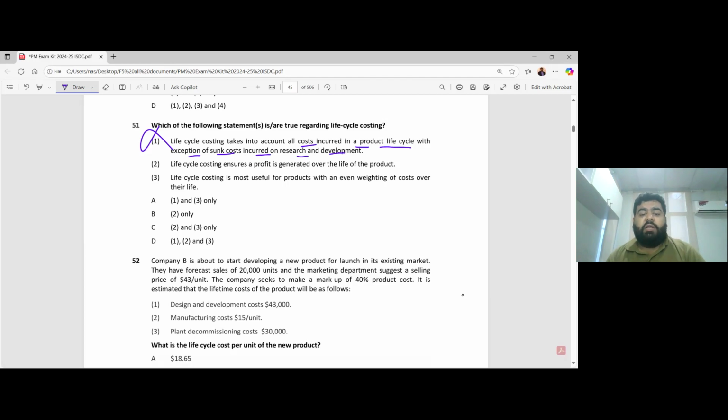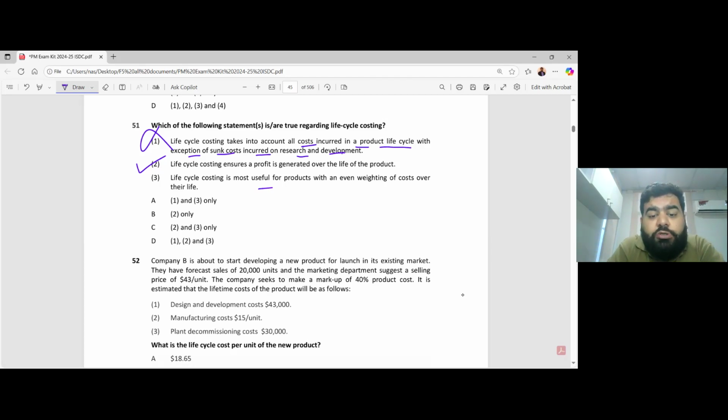Wrong. Lifecycle costing ensures the profit is generated over the lifecycle. Yes, basically the concept is this: if you have the average cost less and selling price more, you will earn the profit. So they ensure that you earn the profit. And lifecycle costing says that if you are not earning the profit, leave that. So it's basically ensuring that you earn profit.